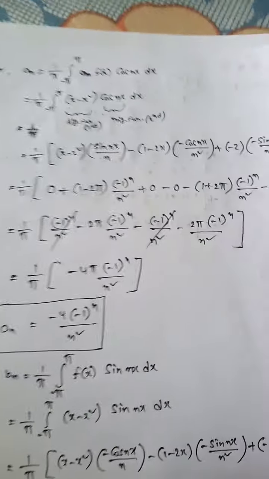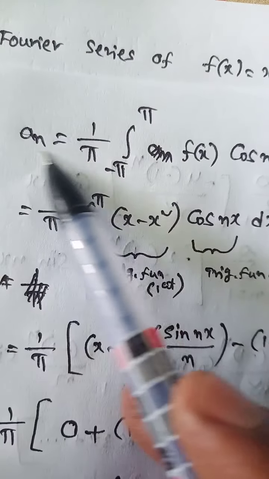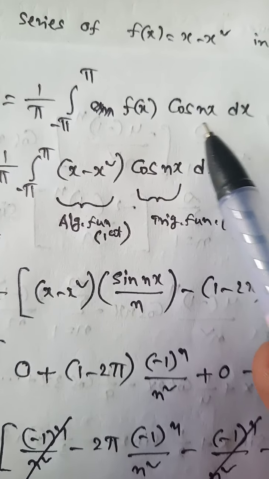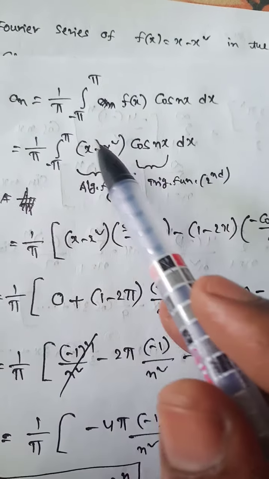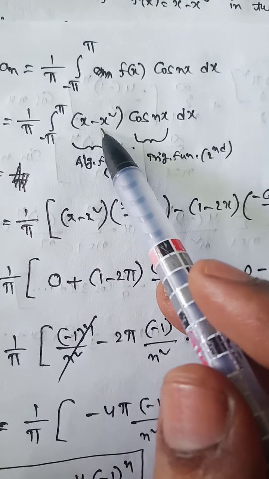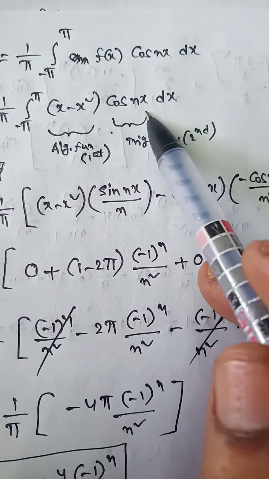Next, I'm going to find an. This is the an. And now next, write down the formula. An equals 1 by pi into the integral from minus pi to pi of f of x into cos nx dx. And that equals the integral from minus pi to pi. What is f of x? x minus x square, cos nx dx.